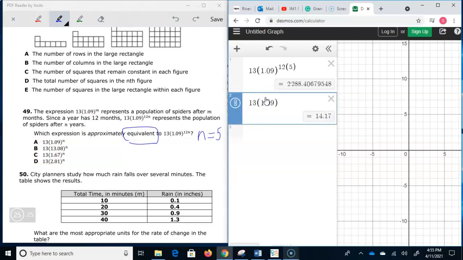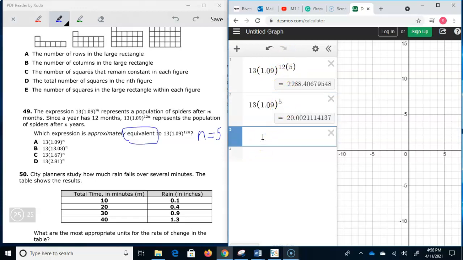I'm going to show you this first one, but I would have skipped this one when doing this problem because I know it's not going to be the same. If you notice, the 13 and the base are the same, but the exponents are different. So that's going to give us a different answer. So you could have skipped over that one.